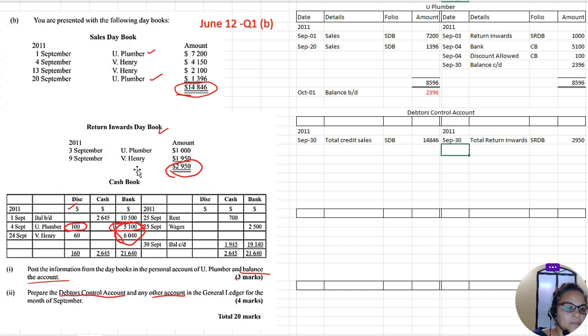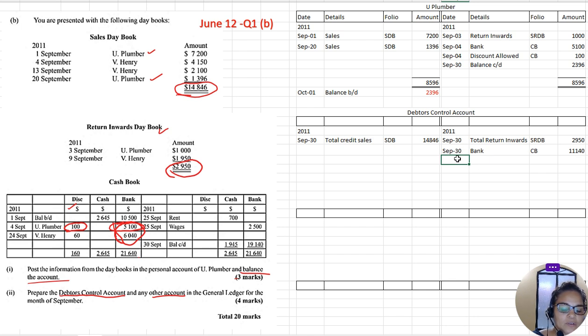So look at it, U Plumber and V Henry, they are both debtors. So on September 30th, what you can do is total these two figures from your cash book. I will add it in my column here. We received a check for $5,100 and we also received a check for $6,040. So the total amount of checks received is $11,140.